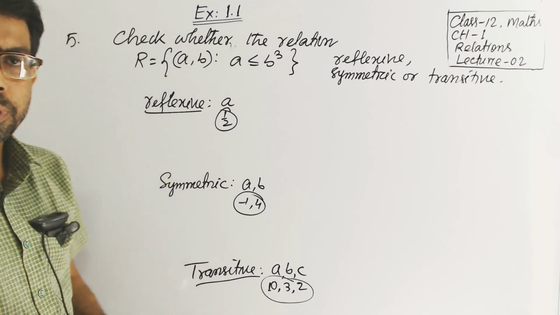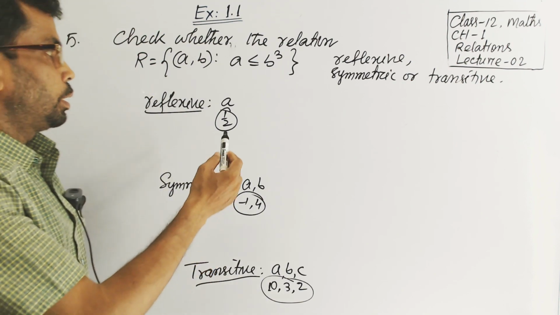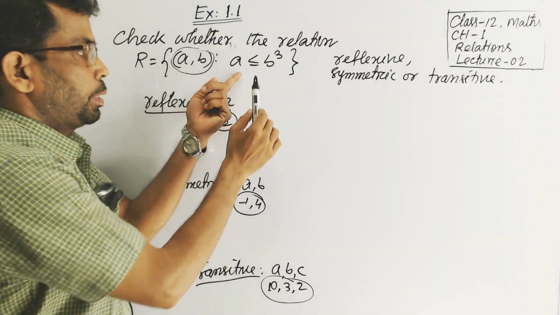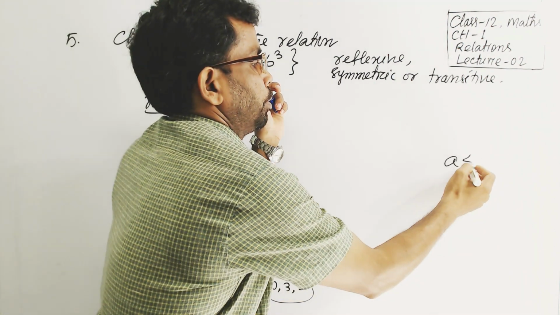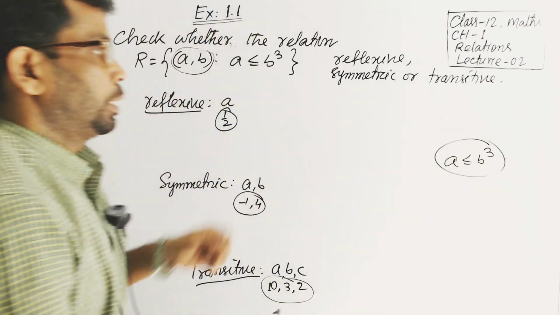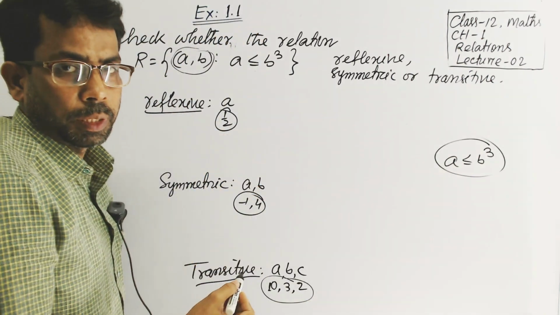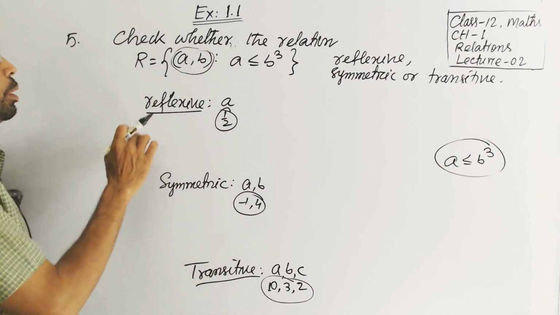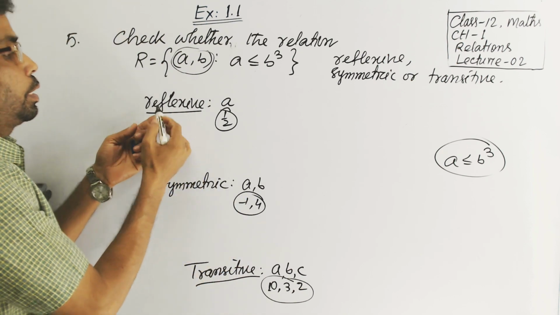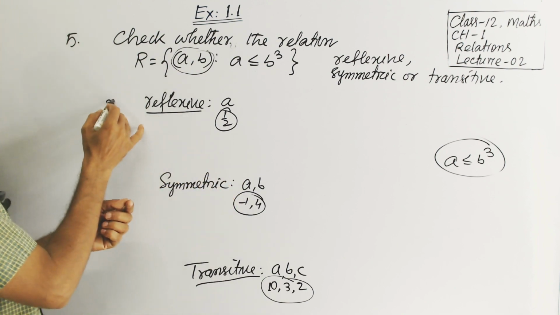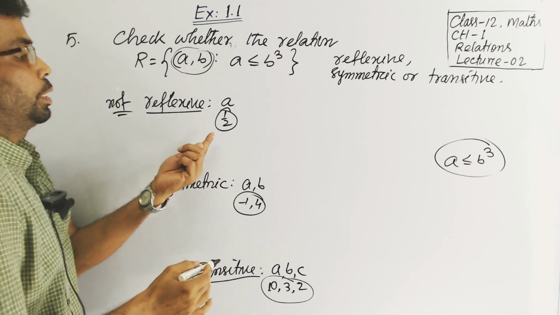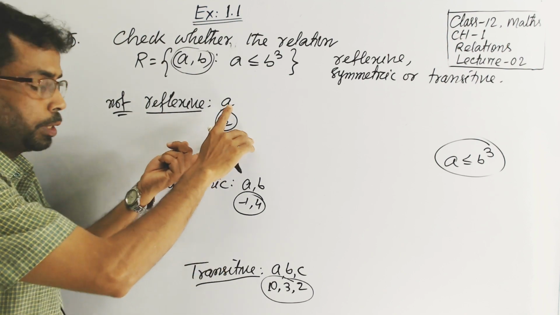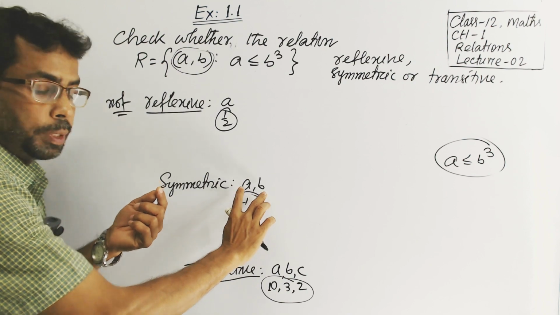The next question is, in the set of real numbers, again the relation is made by all the ordered pairs (a, b) in which a and b are connected by the equation a ≤ b³. And again we have to check whether the relation is reflexive, symmetric or transitive. To check reflexive, it is actually not reflexive. We can show it taking an example 1/2.